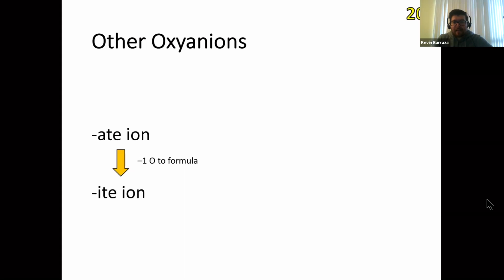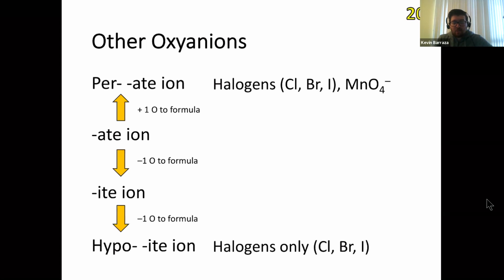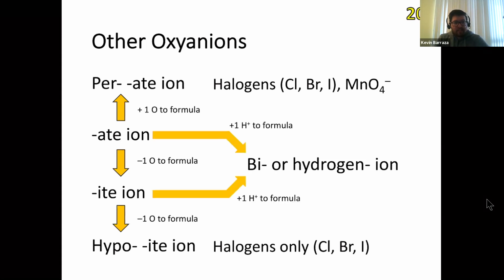An ate ion becomes an ite ion when we take away an oxygen from the formula. If we take away a second oxygen, it becomes a hypo-ite ion. If we take the ate ion and we add an oxygen to it, we get a per-ate ion. And if we take one of the ions and we add a hydrogen ion to it, we add H+ to its formula, it becomes a bi- ion or a hydrogen ion.